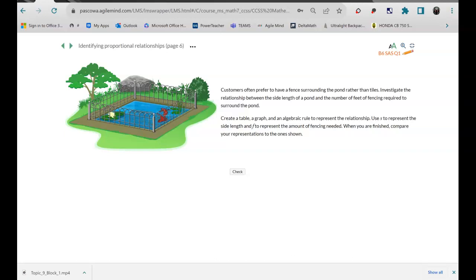As you can see, the fencing is right on the edge of the pond. We're going to use S to represent the side length and F to represent the amount of fencing that is needed. So when we're all done, we're going to compare our representations to what we've got. So let's get started.